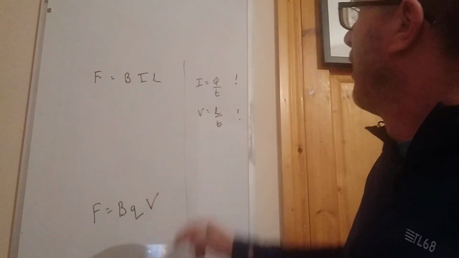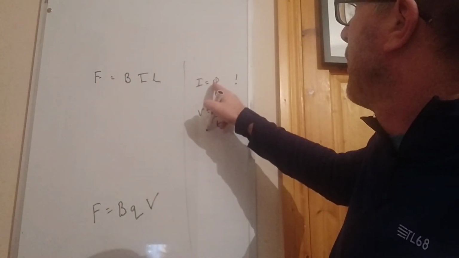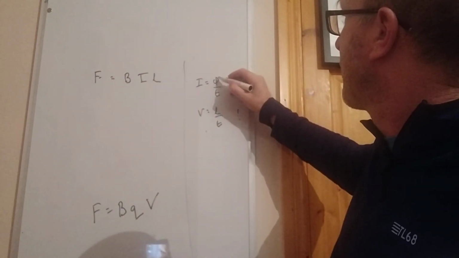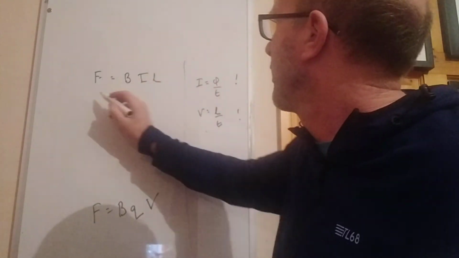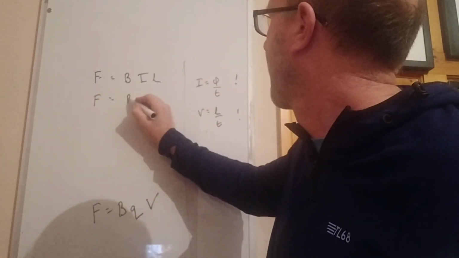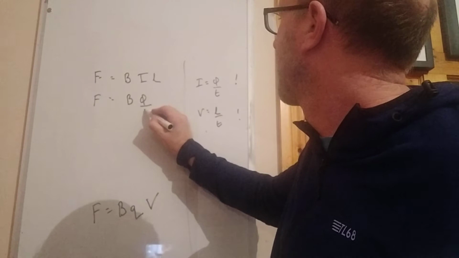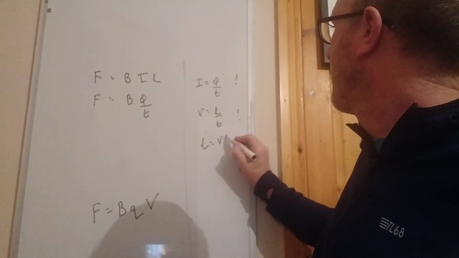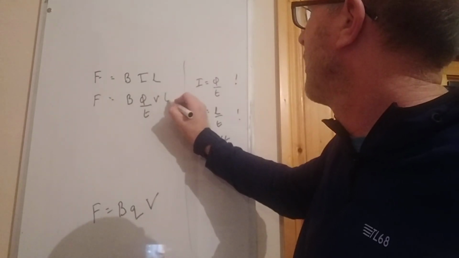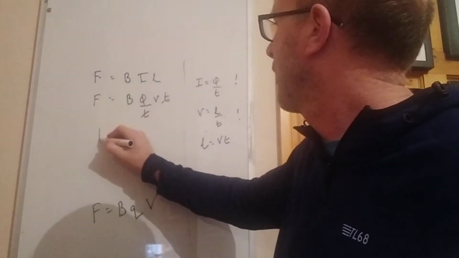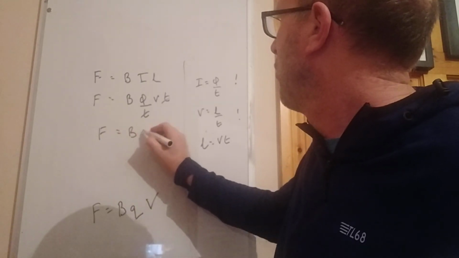So let's have a look. F is equal to BIL. Instead of I, we're going to put in Q over T. And instead of L, we rearrange the speed formula, so L is V times T, and we put in V times T. We can then cancel the T's and we're left with F is equal to BQV.